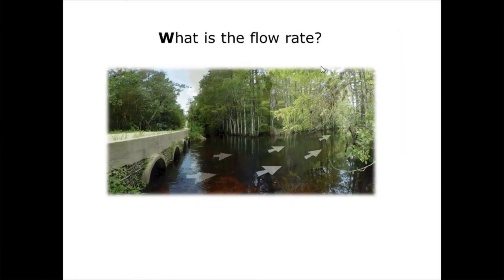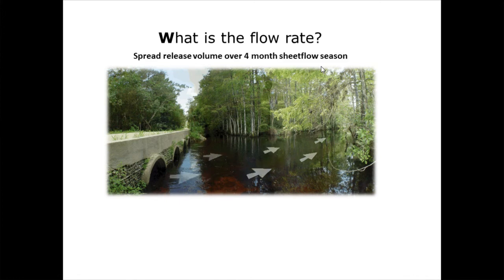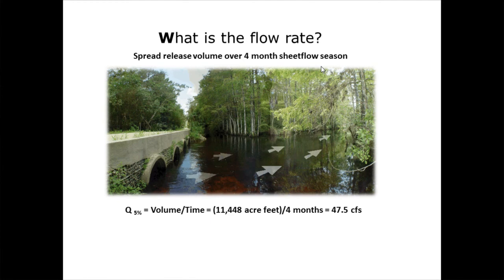So what is the flow rate that we're looking at? We know the volume. At 5%, it's 11,000 acre feet per year, and we know the duration, 4 months. So we just spread that release volume over a 4-month sheet flow season, and we get an overland flow at the 5% value equal to 47.5 cubic feet per second. And if we do it for 10%, it's 96 cubic feet per second.